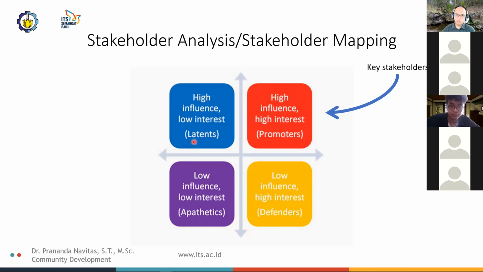Latents have no particular interest or involvement in the effort, but they have the power to influence it greatly if they become interested. And then apathetics. They have little to no interest at all, and they have little to no power at all. And some of these people may not even know that the effort exists.